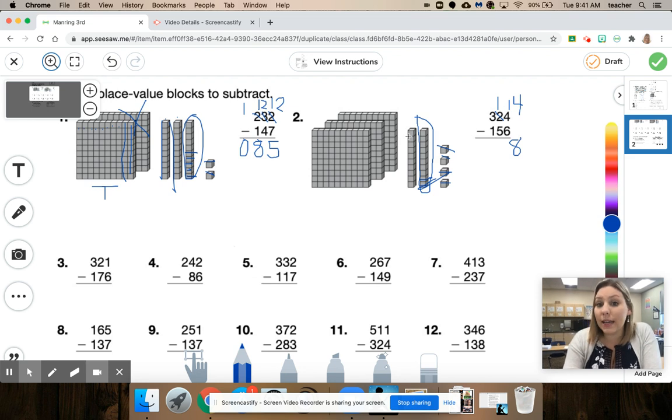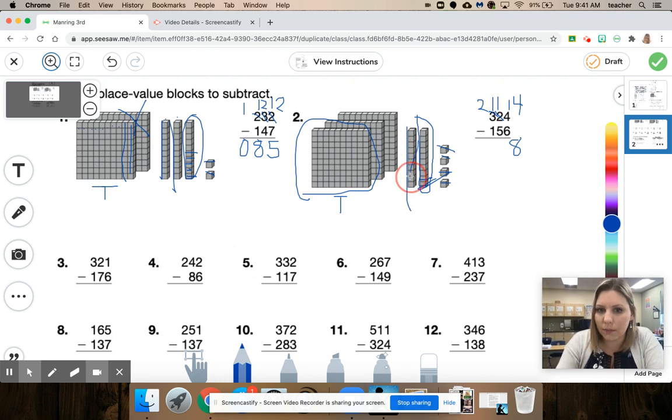Now I only have 1 10, but it wants me to take away 5. Just like on number 1, I'm going to borrow from my hundreds. So this hundreds block right here is going to be broken up now into 10s. So instead of having 3 hundreds, since I'm borrowing, I'm going to only have 2. And instead of just having 1 10 stick, I added 10 more. So now I have 11. So now I have 11 10s that I need to take away 5.